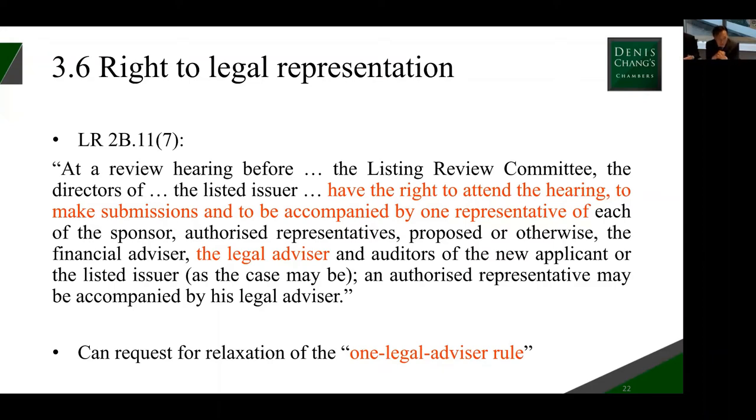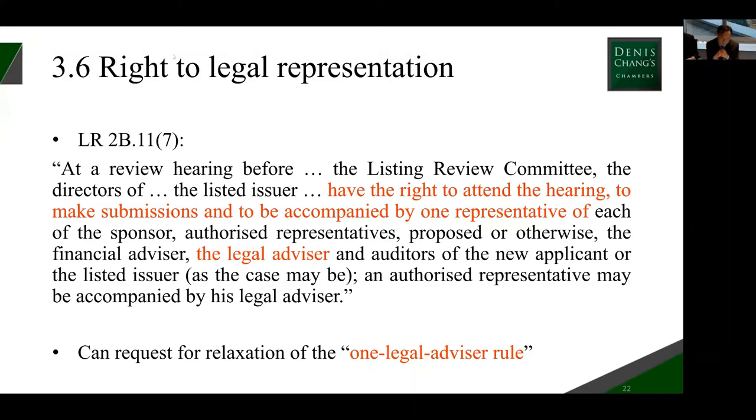Sometimes you need to ask for relaxation of one legal advisor rule, so to speak, because they normally will say, well, you are a director, you are a financial advisor, that's it, and they do not allow the third person to speak. We have the privilege of appearing before this listing review committee with Richie and Anson Wong before. We ask for specific permissions from the listing review committee to address the committee on some important and difficult legal issues. We were given 10, 15 minutes to address the committee on those legal issues, and they did listen to us, as pointed out by Richie just now.